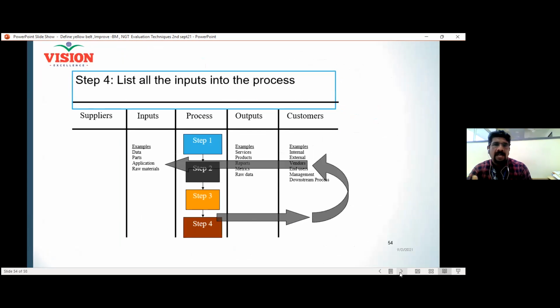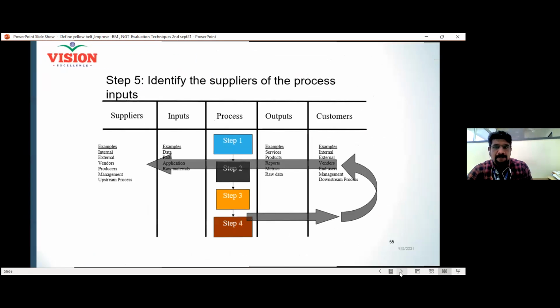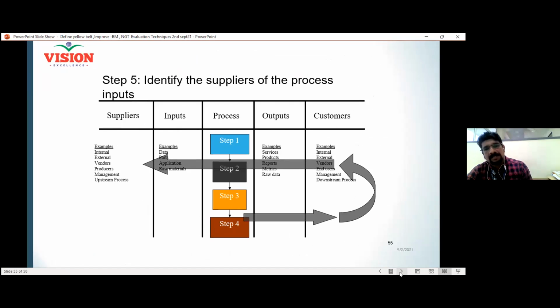Then in step 4, I have to identify the inputs to the process. So I am giving some input to the process. It may be a raw material, it may be data, it may be some semi-finished parts, or it may be the output of another process. I have to identify those inputs. That is step 4. In step 5, I have to identify the suppliers. Suppliers may be internal, external, or vendor, or management, whatever it is.